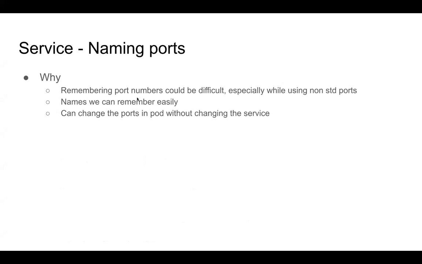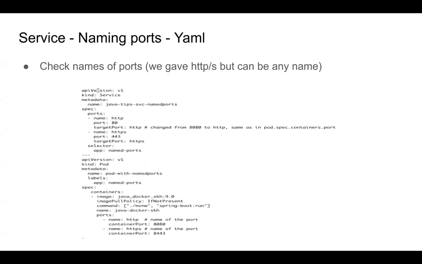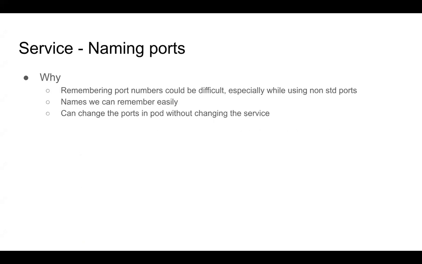This we did. Now we'll cover only this. You can name the ports. So far we have been using the ports as is. You can give certain names to the ports. And why would you want to? Because sometimes remembering the port numbers could be difficult, especially while using non-standard ports. See, 443 was easy, 8080 was also easy, but sometimes your applications or your systems might be using port numbers which are difficult to remember. If you give names, names are easy to remember.